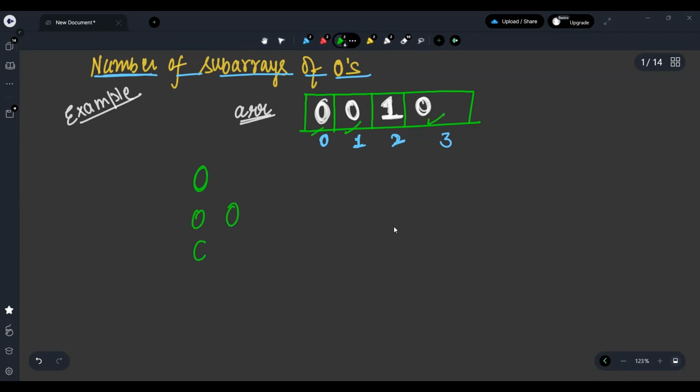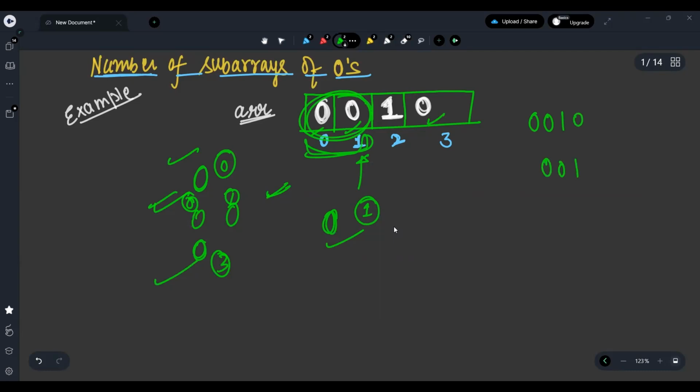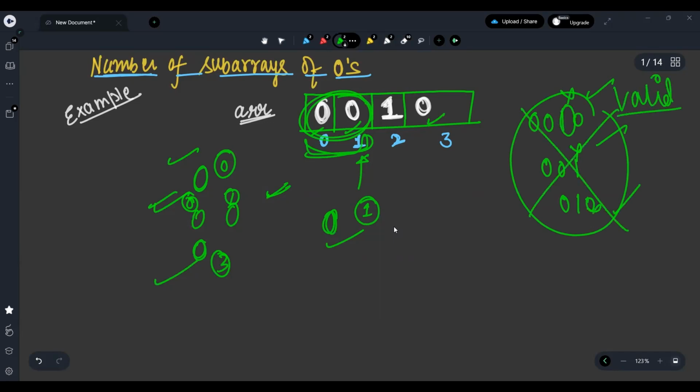This can take this 0. This is 0 at 0, this is 1 at 0, this is 3 at 0. This is 0, 1. So singles are also continuous. Indices 0 and 1 are also continuous, and they both have 0, 0. But 0, 0, 1, 0 or 0, 0, 1 or 0, 1, 0 are subarrays, yes, but they are not having only 0. They have 1 also included. So they are not valid for this question. Valid are those which have only zeros.